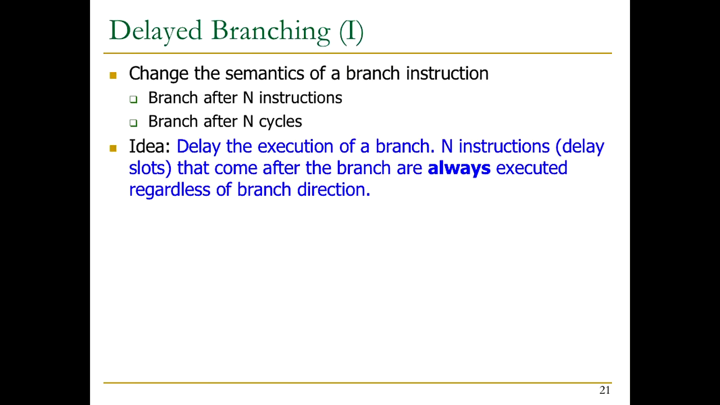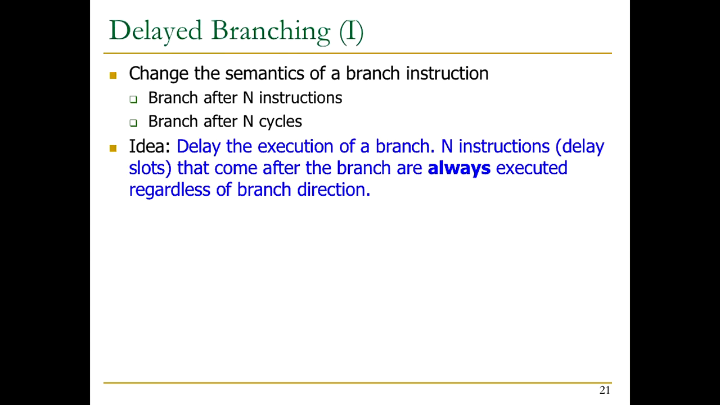Now, we already have a choice. Which one do we specify? Okay, let's pick the instructions one. Basically, the idea is to delay the effect of a branch. N instructions that come after the branch in sequential code layout are always executed regardless of the branch direction. This N is called the delay slots. Let's assume N is 1. The next instruction that's sequential after the branch is always executed, regardless of what the branch does.